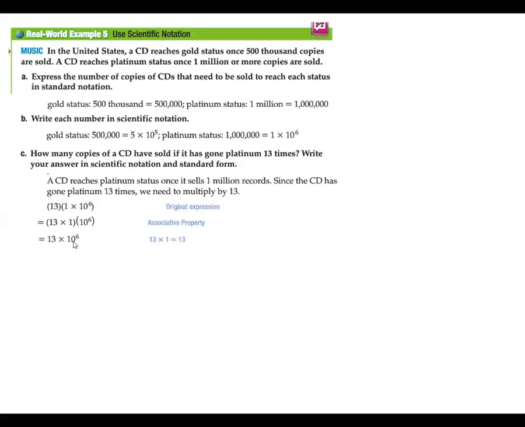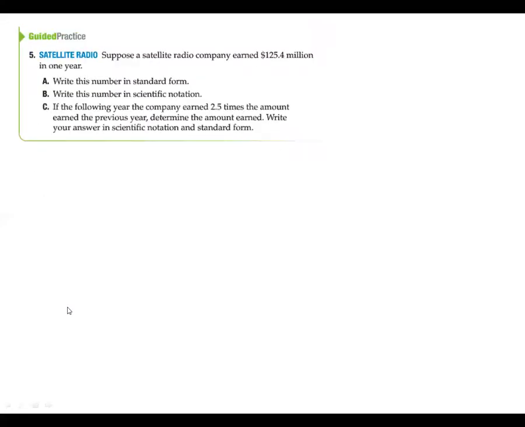That's almost scientific notation. I just have to move the decimal over 1 place. So you get 1.3 times 10 to the 7th. Now I can write that in standard form. Just move the decimal over 7 times, and you guessed it, 1 million times 13 is 13 million. All right, here's one for you to try. Go ahead and pause the video.